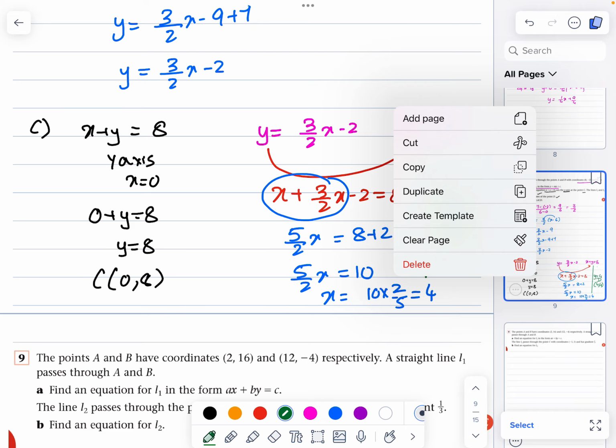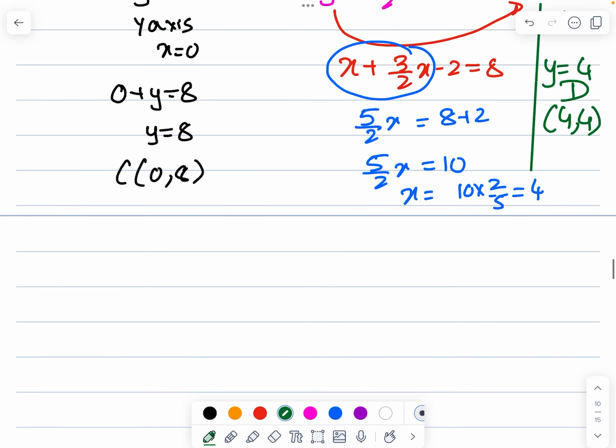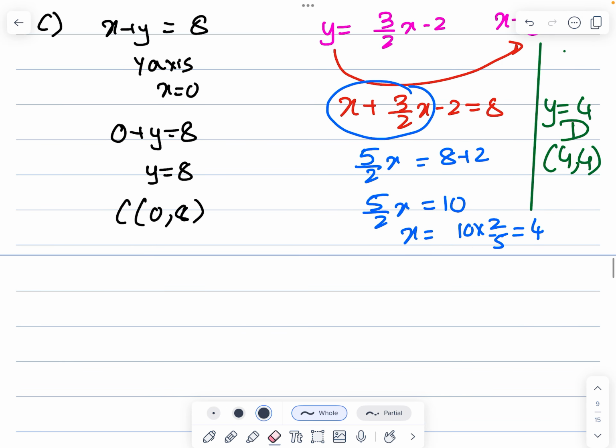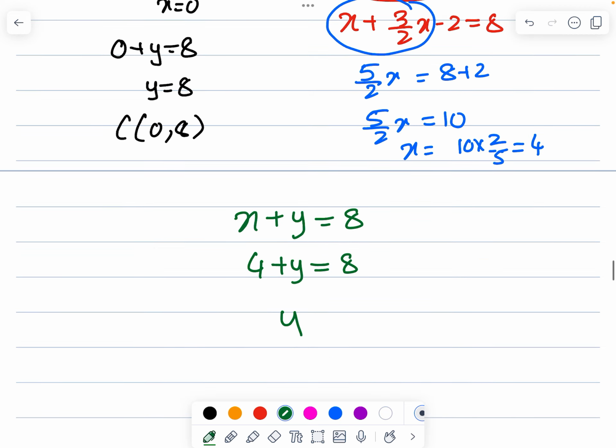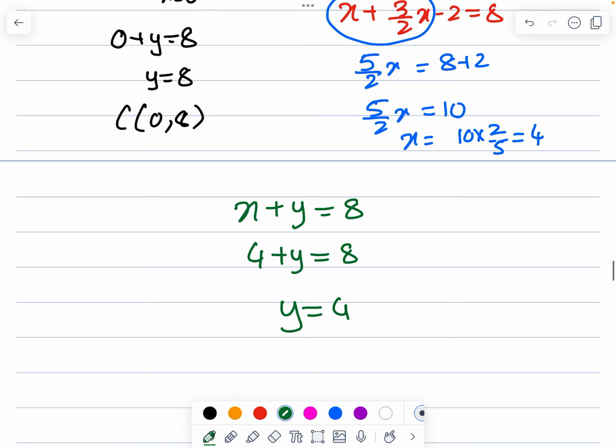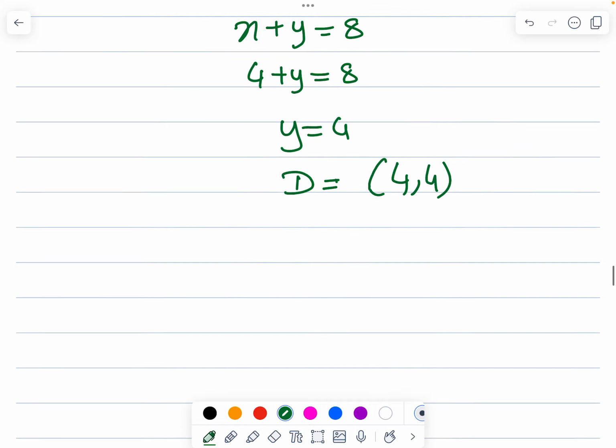So I add a page over there and do that neatly. I got the value of x as 4. So plug in that x as 4 in x plus y equals 8. 4 plus y equals 8. So y equals 4. So what is the coordinate of D? D is 4, 4. Now what is he asking?